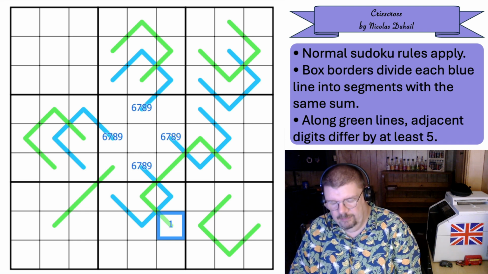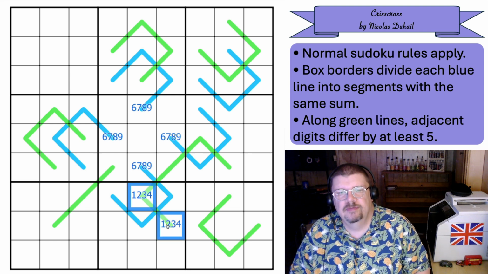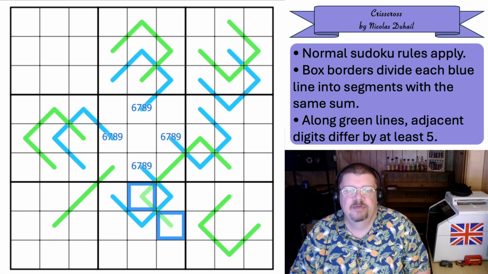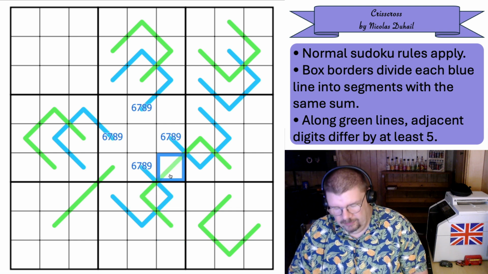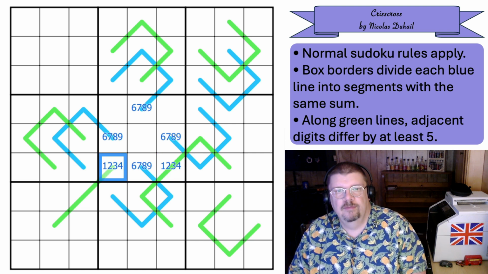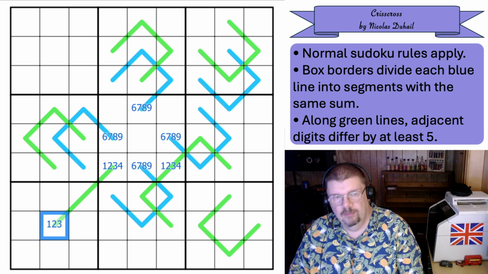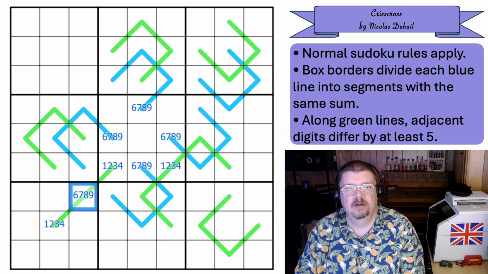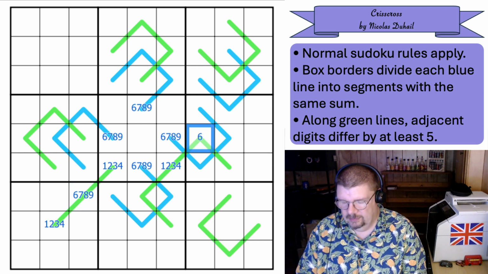If I tried placing 1, 2, 3, and 4 here, and another low digit here, then their maximum difference would be 3, and I have a minimum difference requirement of 5. Same if I placed 2 high digits. Right. So this has to be 1, 2, 3, or 4. It can't be a 5, and it can't be 6, 7, 8, or 9. And this has to be 1, 2, 3, or 4. That makes this from 1, 2, 3, or 4, and this is from 6, 7, 8, or 9. That is from 6, 7, 8, or 9.